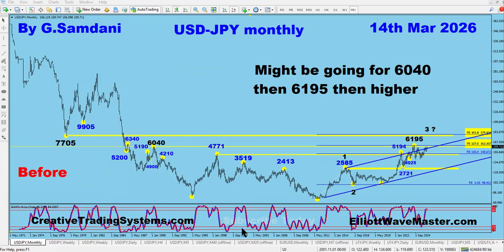Okay, so this is my USD yen monthly chart, right? The first thing that I can see, and I made this chart on Saturday the 14th, yesterday, and I think that this is going for this now. First thing is that we're probably going to go for 60.40. That's the number right there.